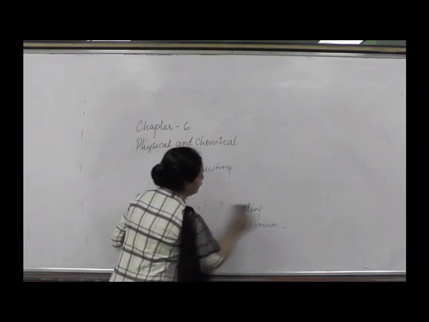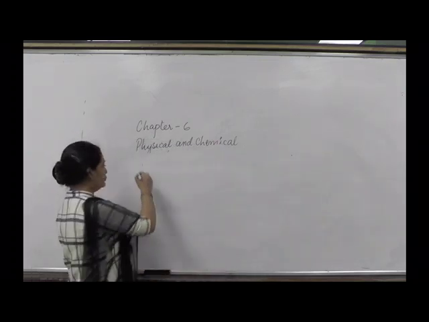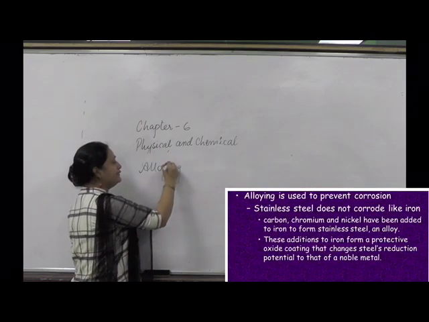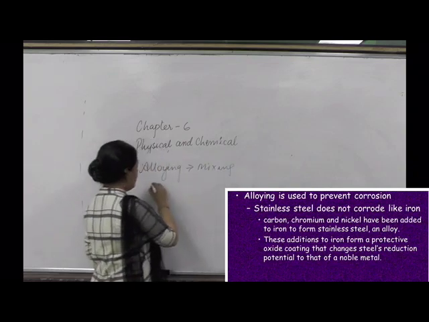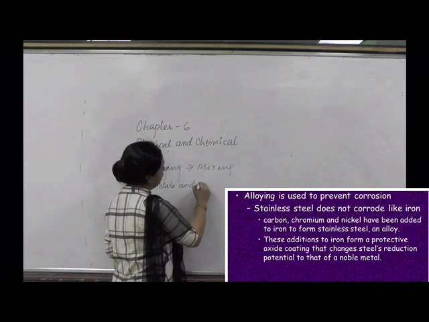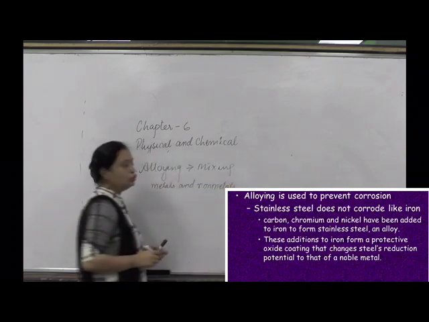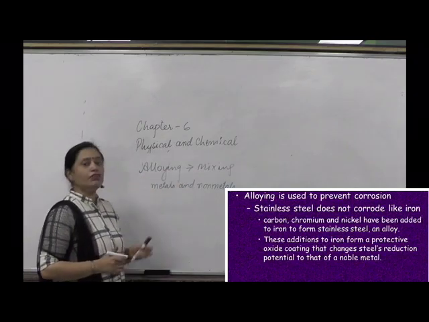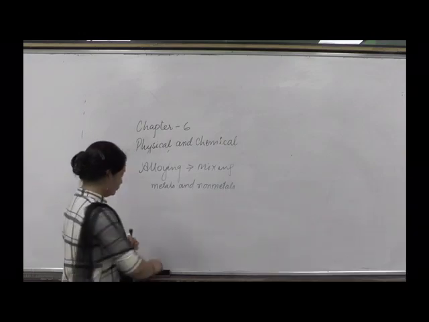Another important method to prevent rusting is alloying. Alloying means mixing metals and non-metals to make them. Alloying increases the quality of the metal, which prevents rusting.